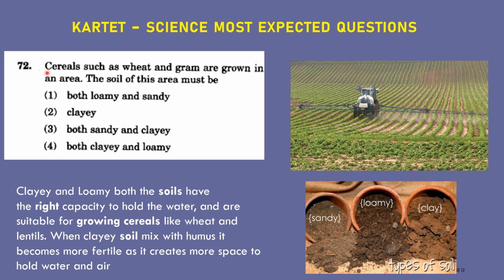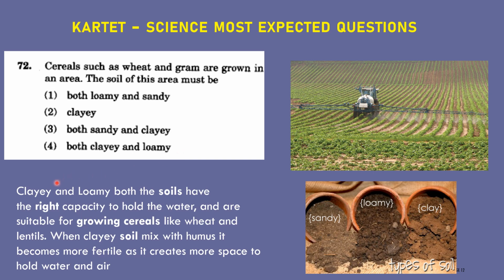Next question. Cereals such as wheat and gram are grown in an area. The soil of this area must be: option 1 both loamy and sandy, option 2 clay, option 3 both sandy and clay, option 4 both clay and loamy.